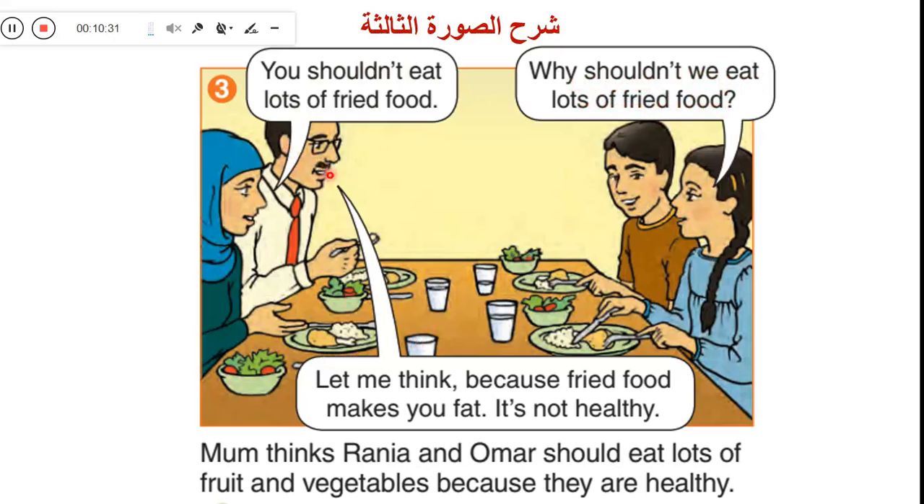Their dad answered, let me think. Let me think. Because fried food makes you fat. Fat. Because fried food makes you fat. It's not healthy. So fried food makes us what? It makes the body fat. It's not healthy.